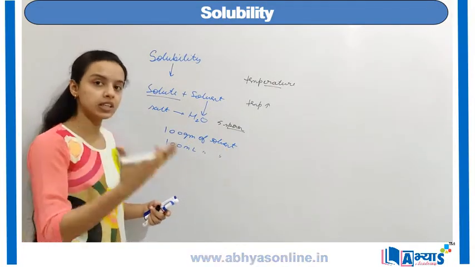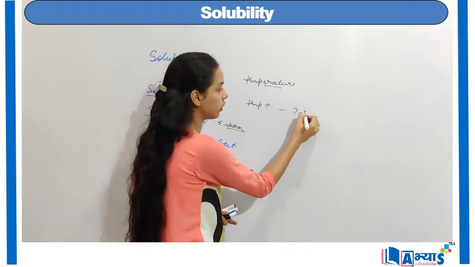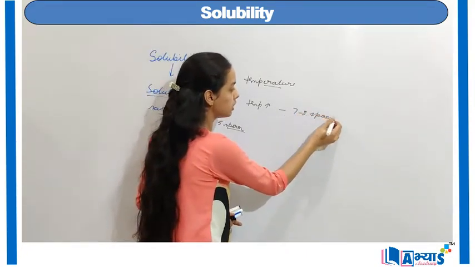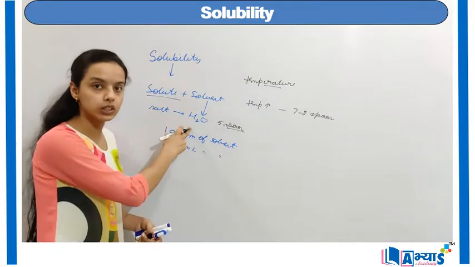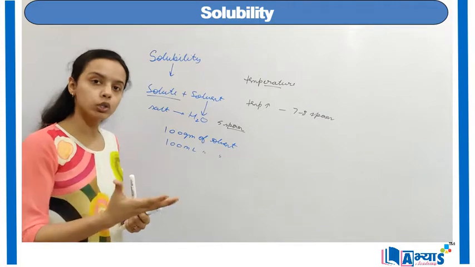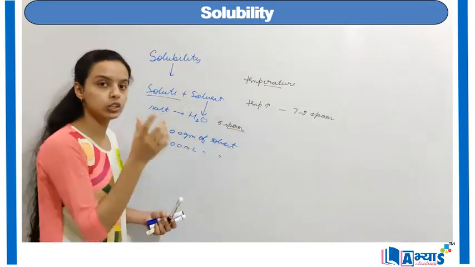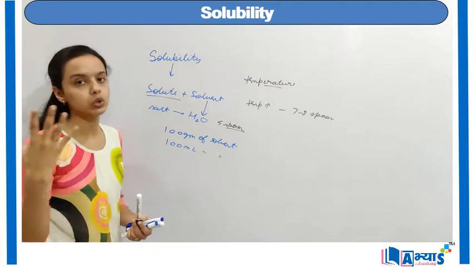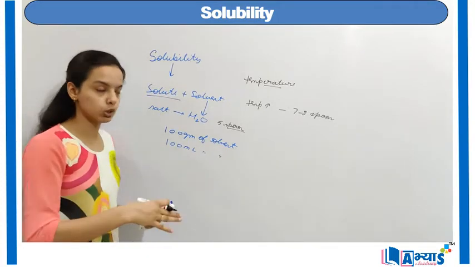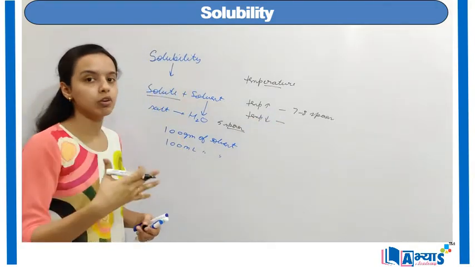But if the temperature is increased, if we start heating this water, around 7 to 8 spoons of salt will now be mixed into this water. That means in the same amount of water, now more salt can be mixed. So we can say that with an increase in temperature, the solubility of that solid also increases, and the opposite is also correct. When we decrease the temperature, the solubility will also decrease.